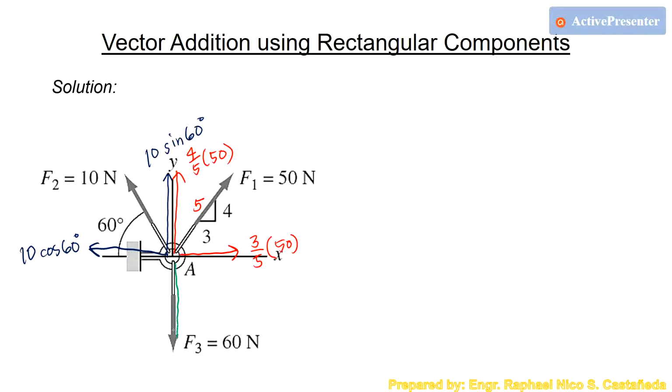Obviously, it is only a Y component. So that is 60 Newton. This one right here is negative. The same goes for 10 cos 60. So that is negative. So it will look like this.